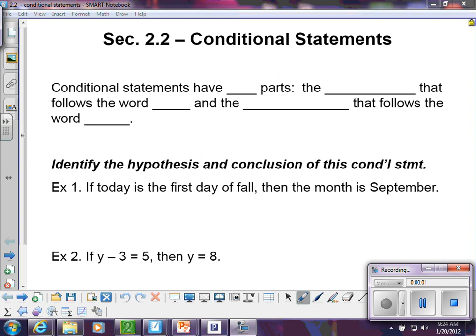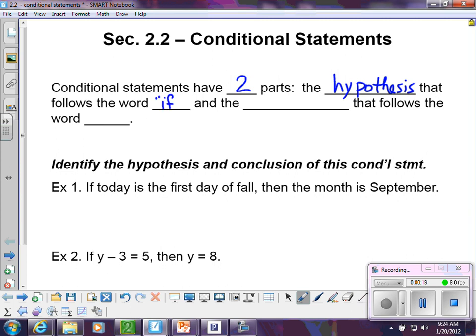Okay, 2.2, this is a whole new unit. It's called conditional statements. So I'm going to define it first for you. A conditional statement has two parts: the hypothesis that follows the word if, and the conclusion that follows the word then. So these are called if-then statements. A conditional statement is actually called an if-then statement, so you can keep up with it, okay?